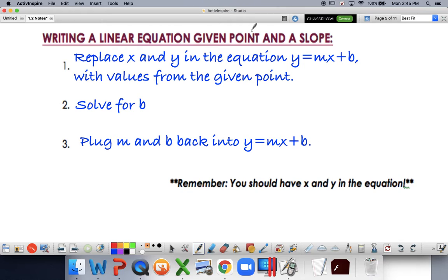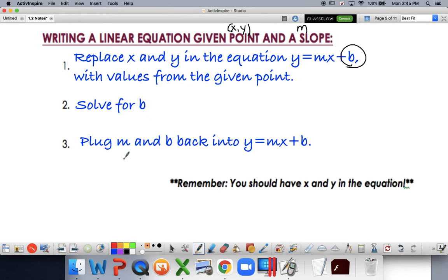So if I give you a point, say I give you a point, x and y, and I give you a slope, m, you're going to plug all that information into y equals mx plus b. The thing that you don't have is the b, so that's your second step. You need to solve for b.